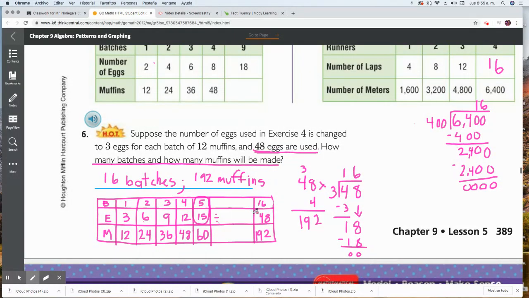All right, so we can use the relationship of a pair of numbers to find the rule and apply that rule to find what the missing number is. We used the relationship of the number of eggs and the number of muffins to get this answer, and we also used the relationship between the number of eggs and the number of batches to get this missing number. So that's how we do it.